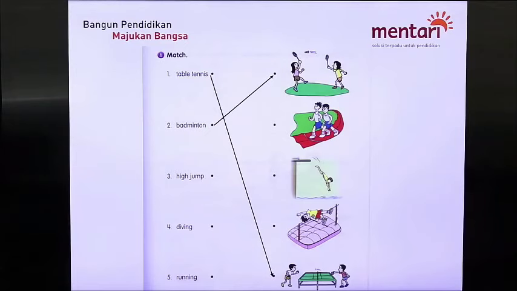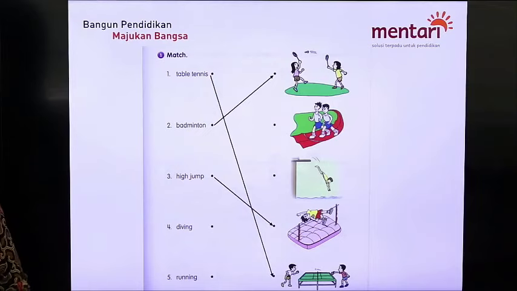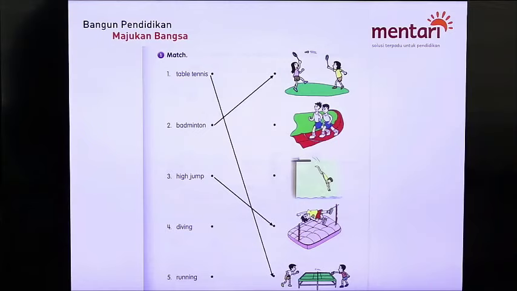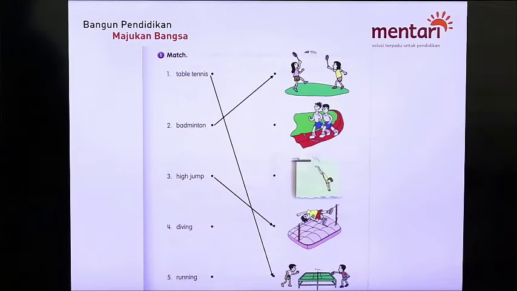And we can take a look at question number 3. It is high jump. In high jump, you have to jump really high to pass the obstacles. I think that's a really interesting sport. Probably I will try it one day, but maybe you should join me.